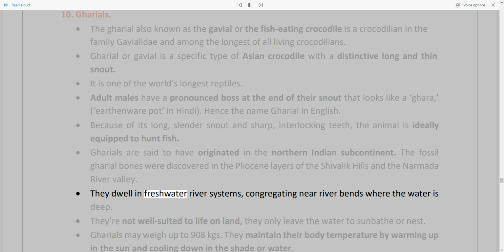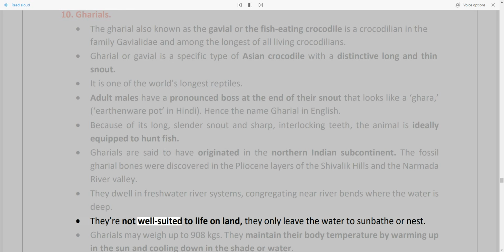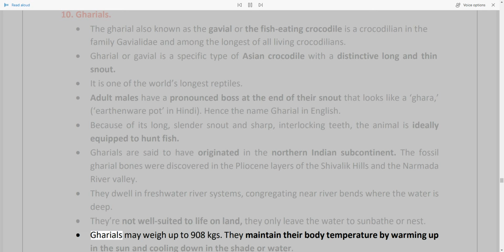They dwell in freshwater river systems, congregating near river bends where the water is deep. They're not well suited to life on land, they only leave the water to sunbathe or nest. Gharials may weigh up to 908 kilograms. They maintain their body temperature by warming up in the sun and cooling down in the shade or water.